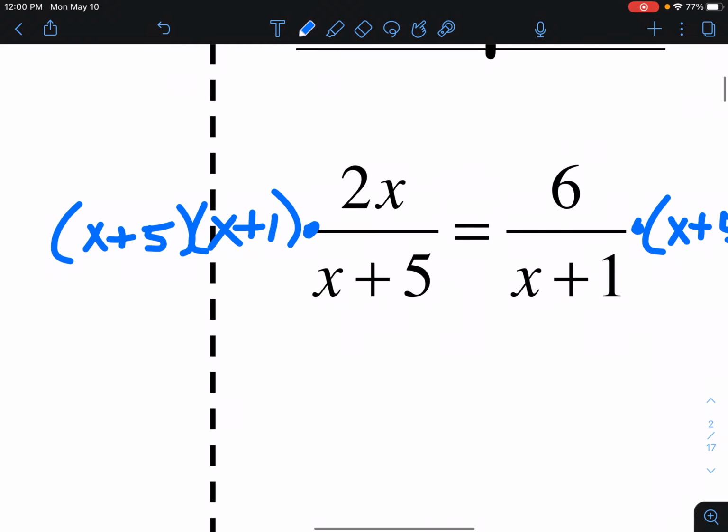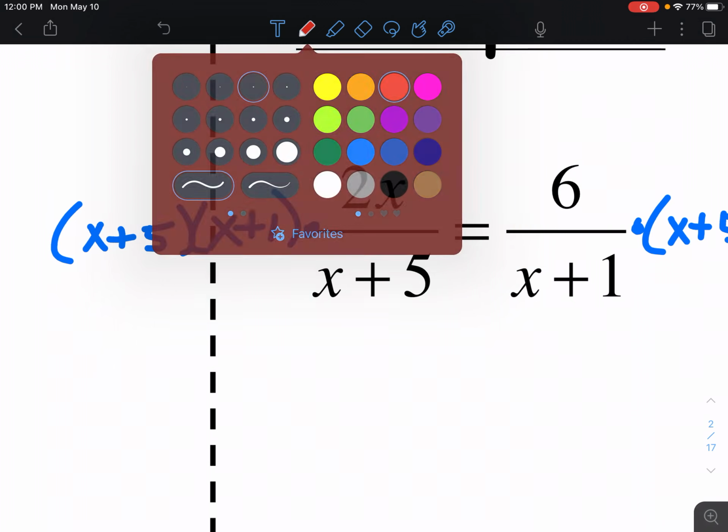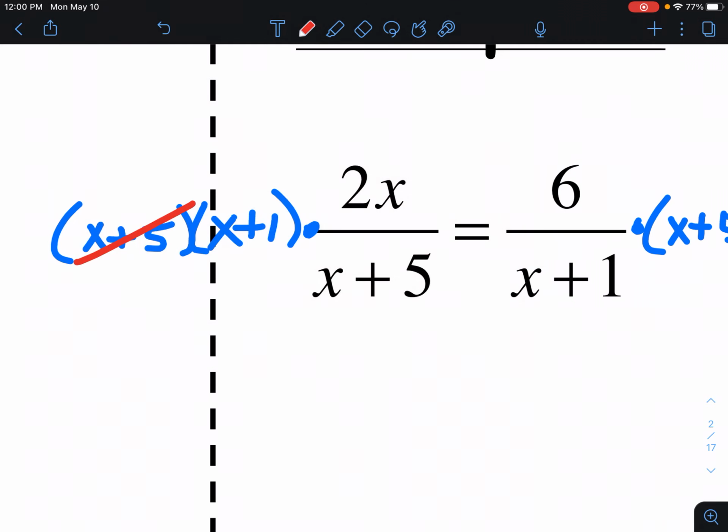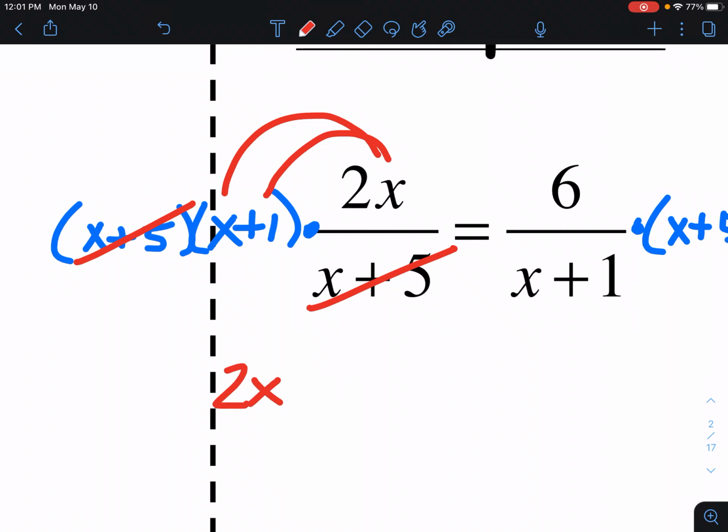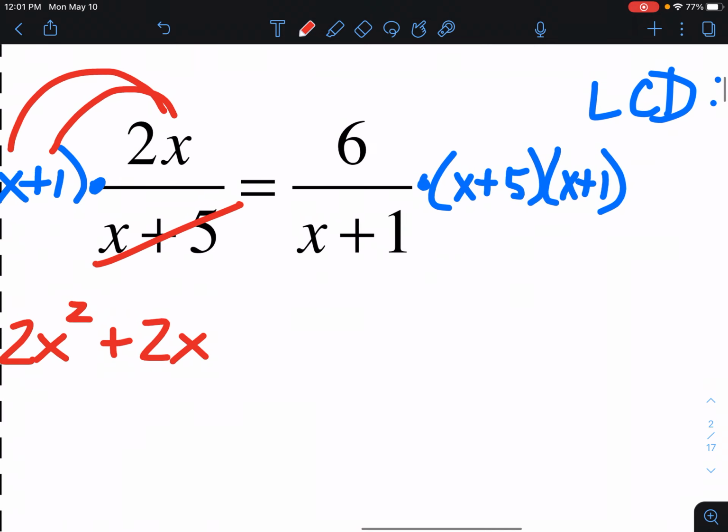So on the left side, remember, you divide to clear out the fraction first. So x plus 5 can cancel out with the x plus 5. So all you really have to do here is distribute x times 2x and then 1 times 2x. So x times 2x plus 1 times 2x.